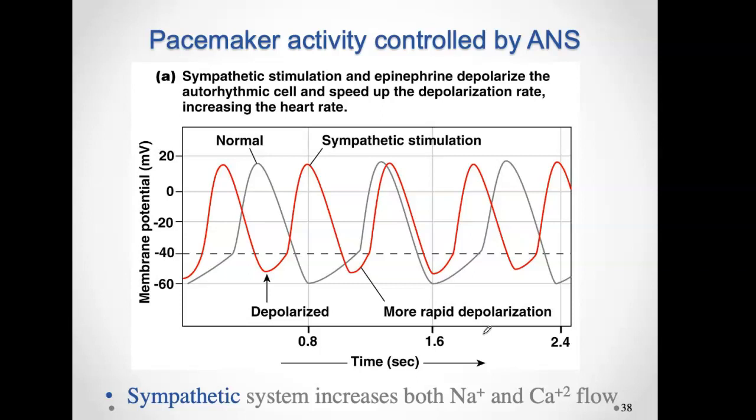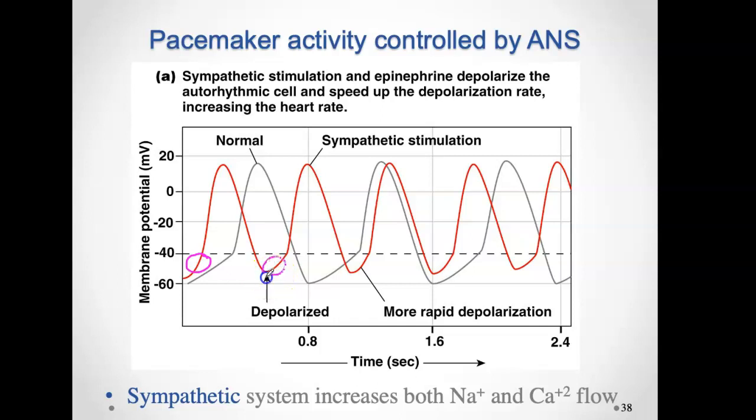Well, this is under the effect of the sympathetic and the parasympathetic nervous system. And what happens there is that the sympathetic stimulation and epinephrine depolarize the autorhythmic cells and can speed up that rate. So in red here, instead of this slow, slow, slow, I'm going to make it a whole lot faster. By releasing a certain neurotransmitter, I can speed up the leak. And by speeding up the leak, I reach threshold faster. If I reach threshold faster, I can fire more quickly.